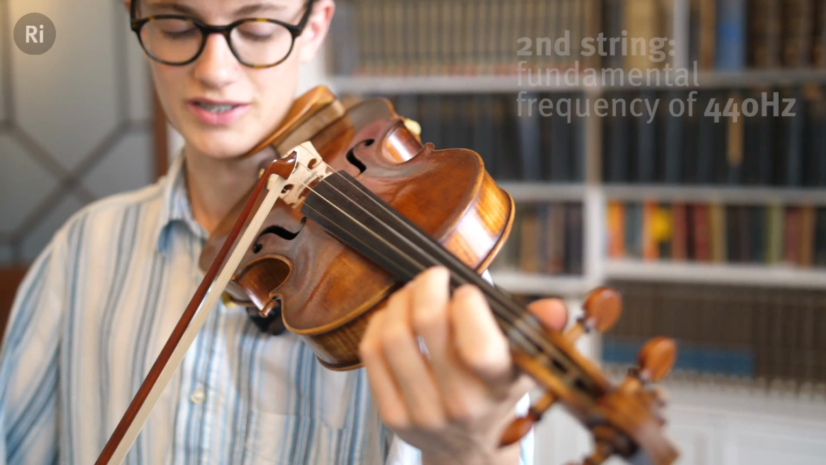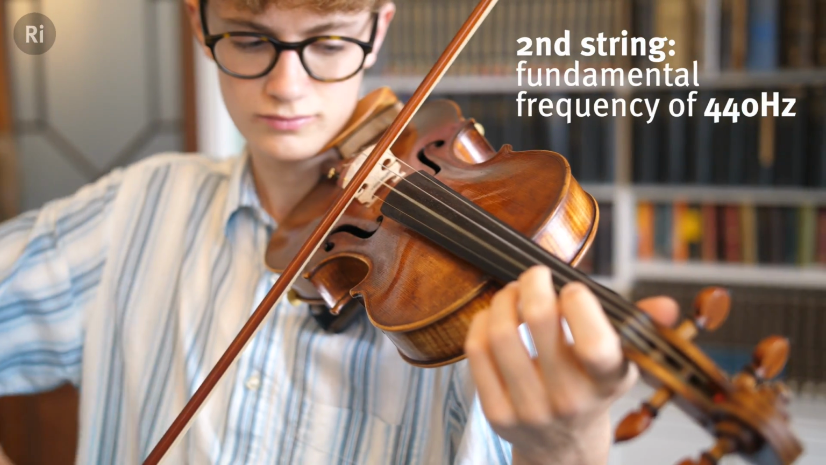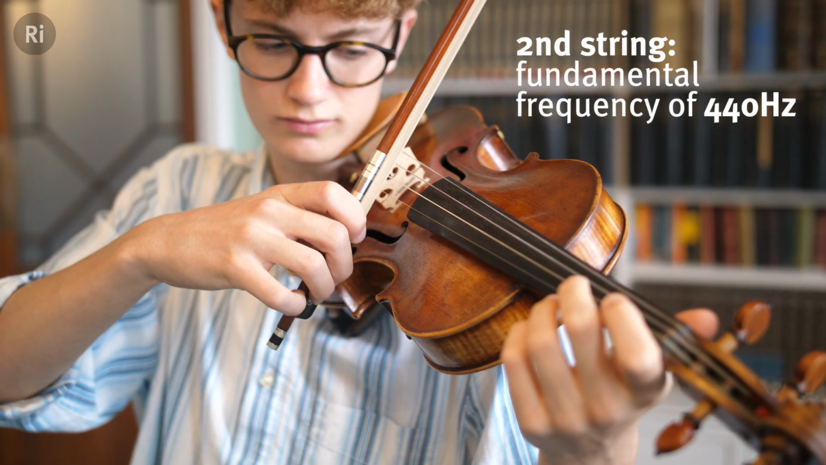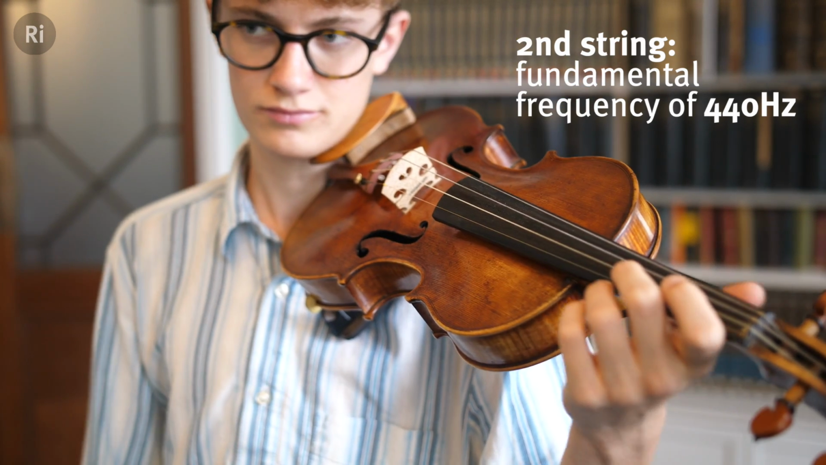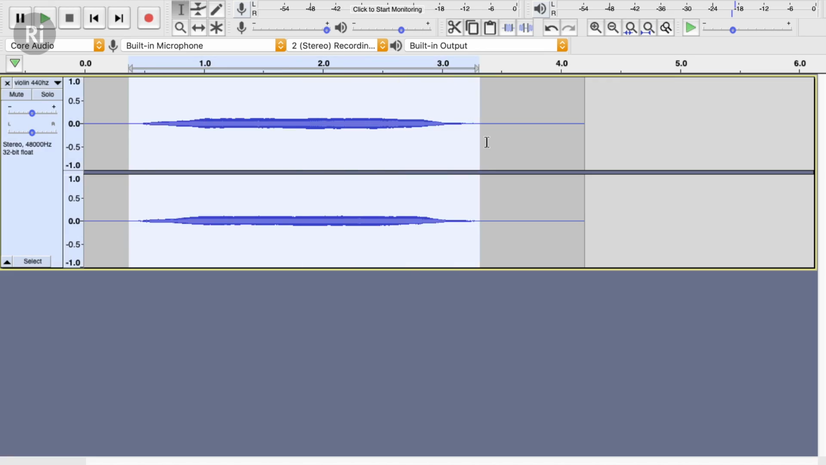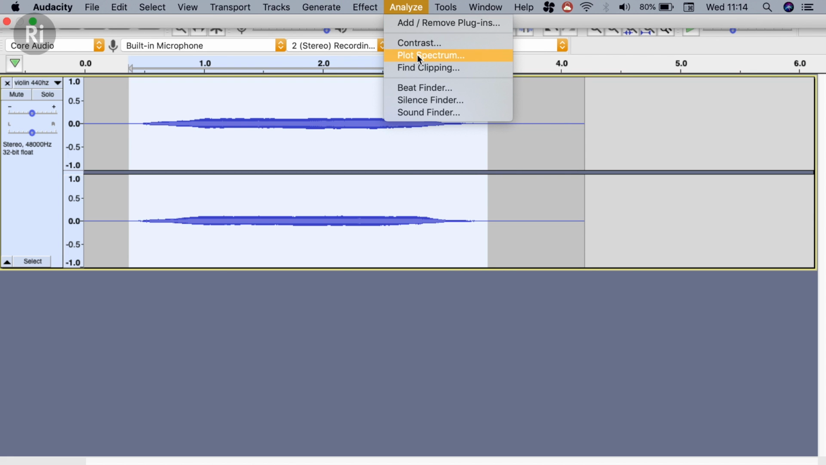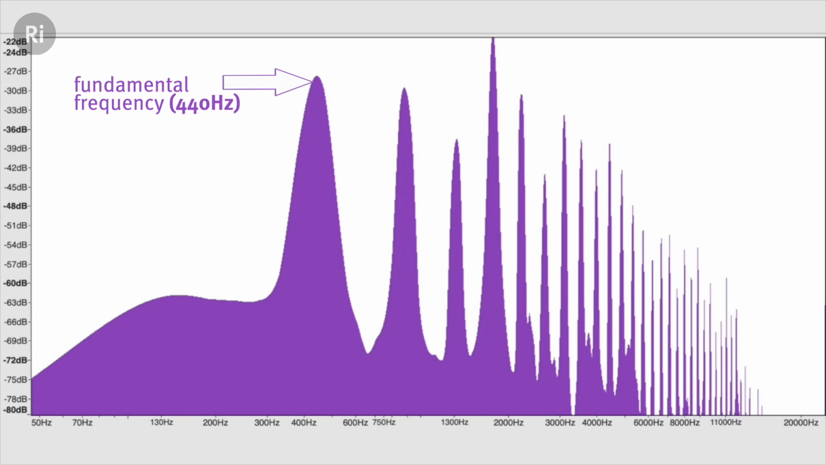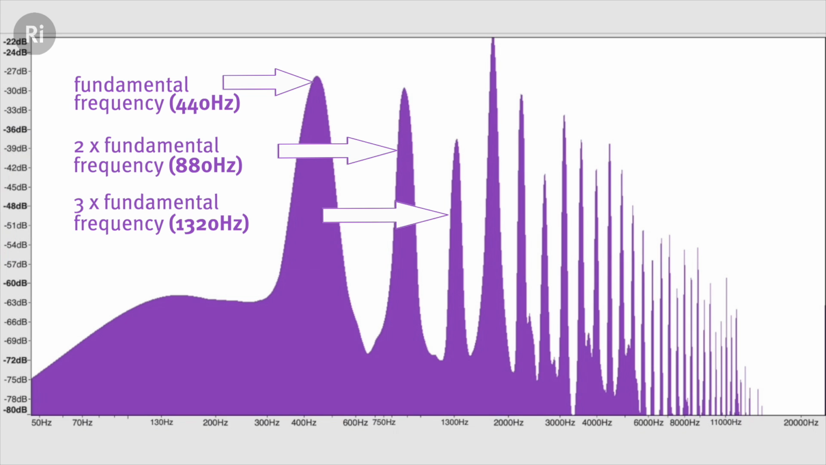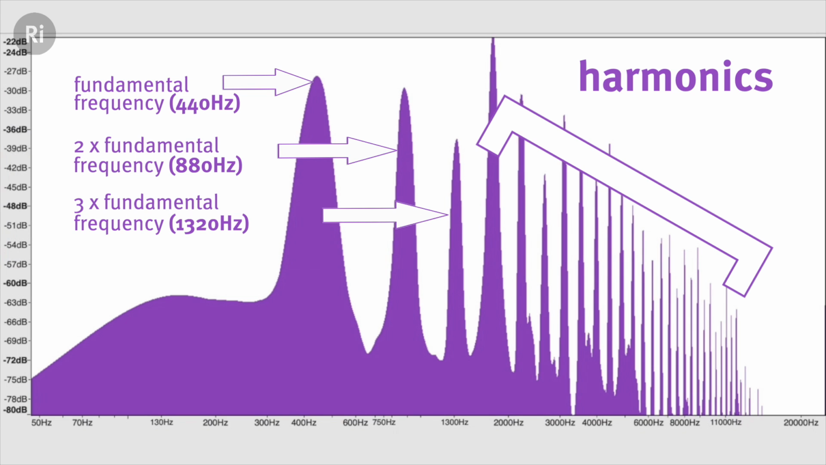So even though the second string on the violin is tuned to an A, which has a frequency of 440 Hertz, if we analyse the composition of the sound actually generated, we can see it also vibrates at multiples of the fundamental frequency, at twice the frequency, 3 times the frequency. These things are called harmonics. So what we hear is a combination of a load of different frequencies excited just by one bow scraping across the string.